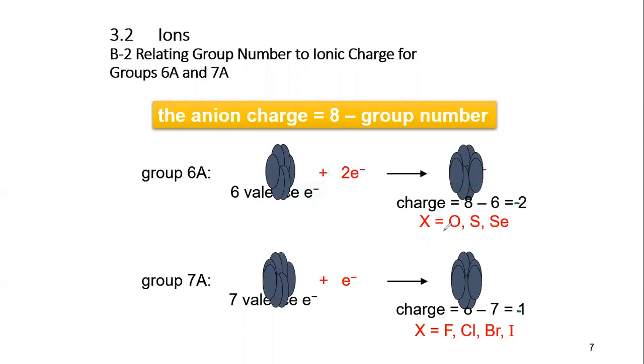And so all elements in group 6A or group 16 have a -2 charge. So oxygen, sulfur, selenium have a -2 charge. All the halogens, fluorine, chlorine, bromine, and iodine have a -1 charge. Same would go for group 5A as well. They want to gain 3 electrons. So group 5A, we're talking about nitrogen, phosphorus, and arsenic. They like to have a -3 charge.